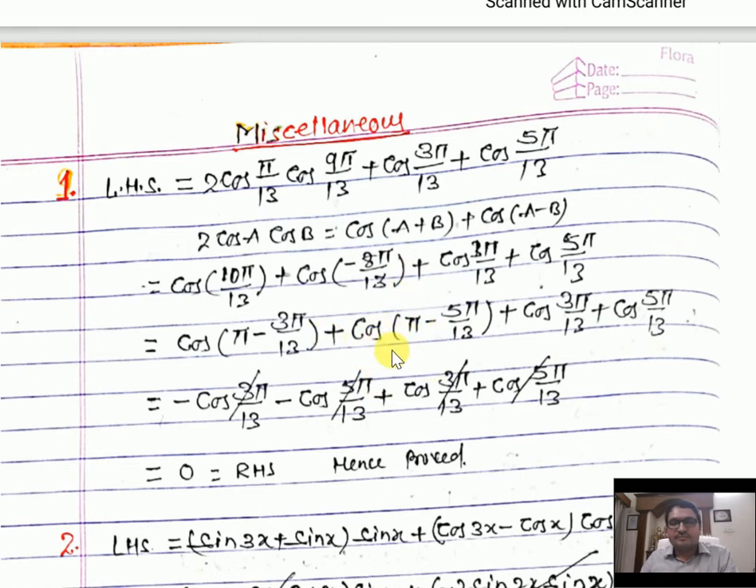This one, cos(−8π/13), we can split as π − 5π/13. cos(180° − θ) again gives minus cos θ. So minus cos 5π/13, and cos 5π/13 gets cancelled and it will be 0.